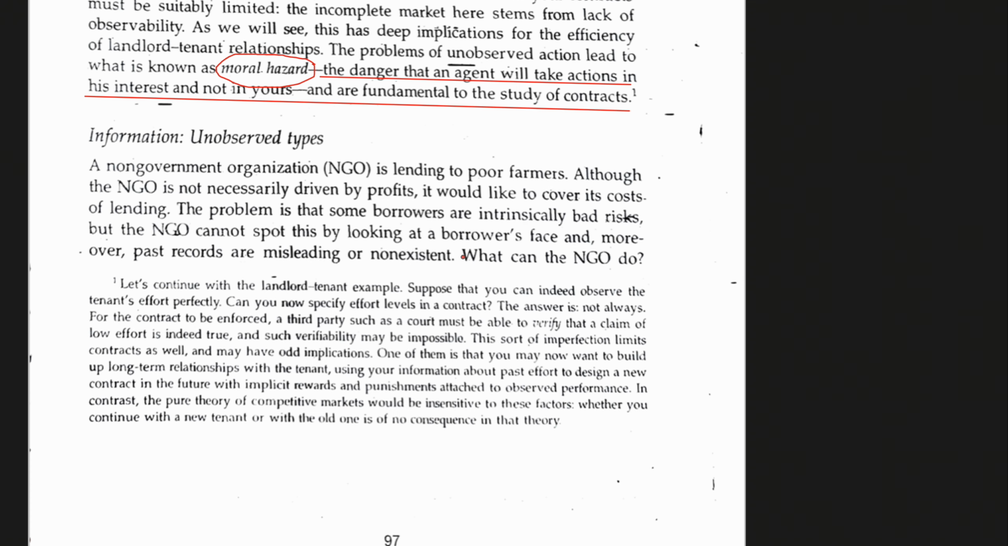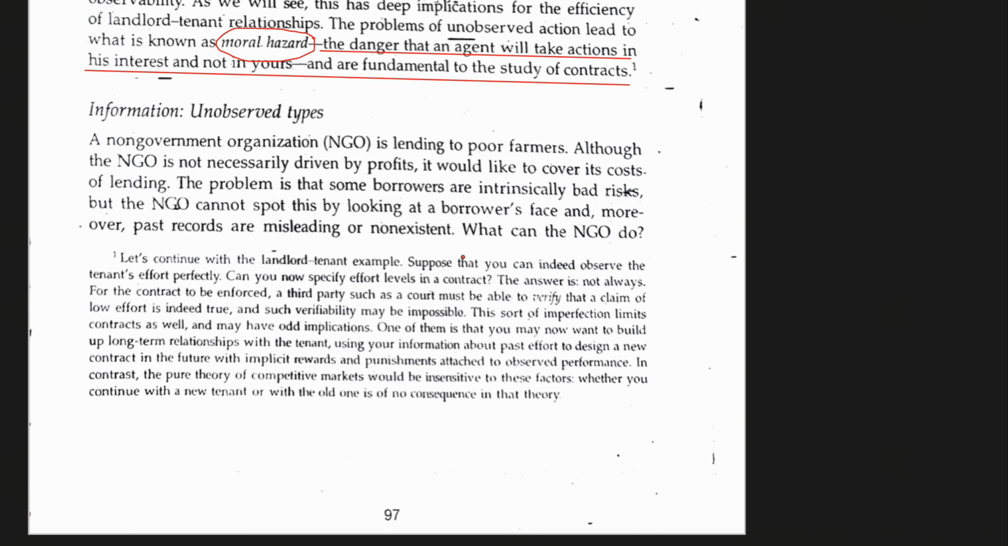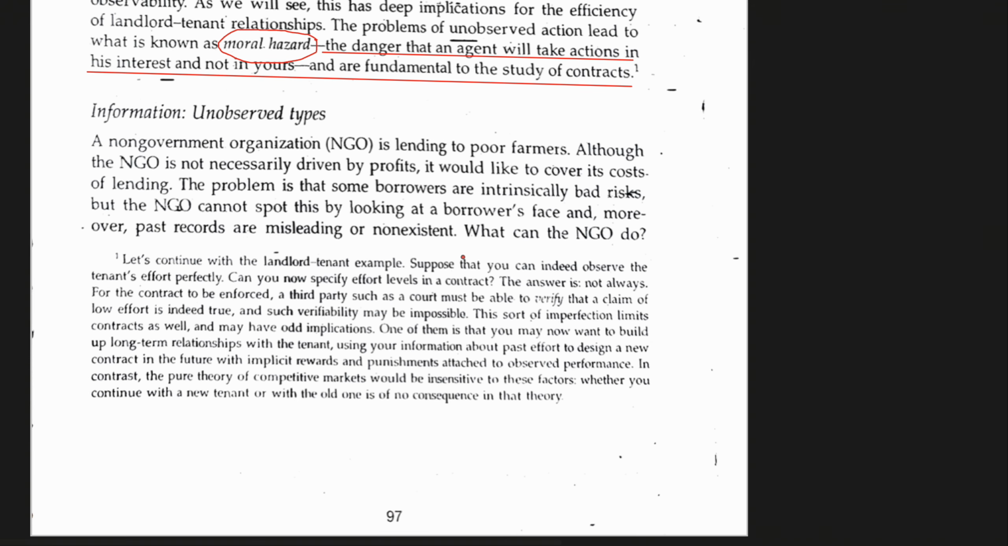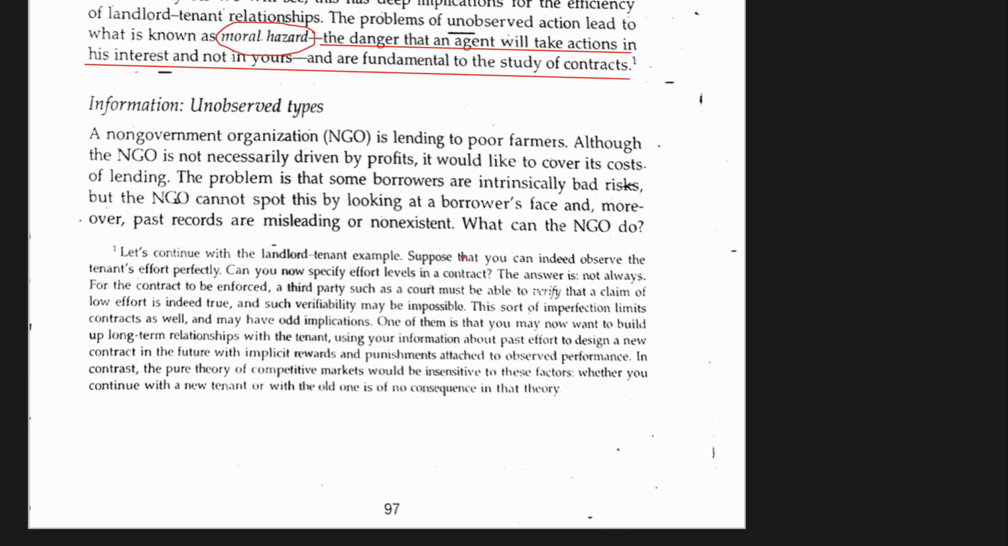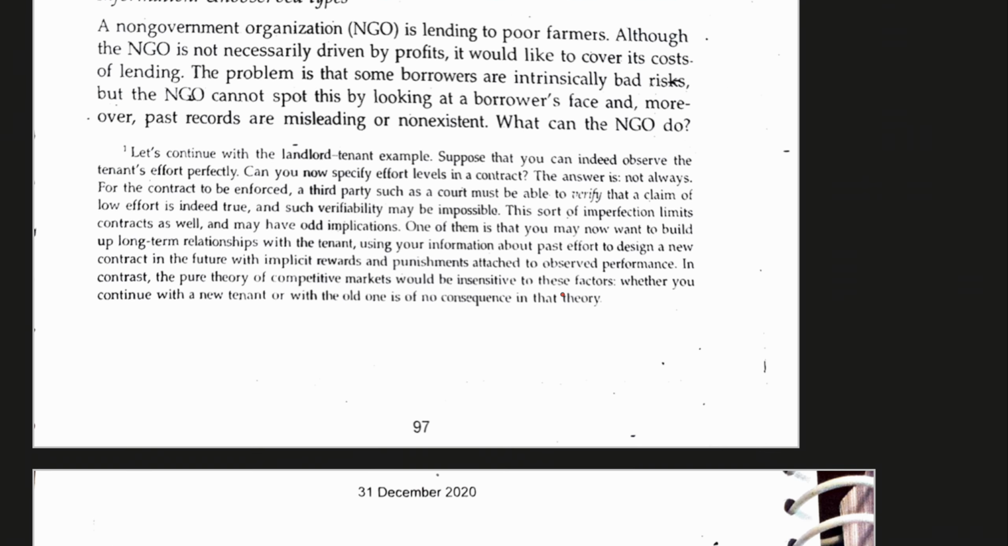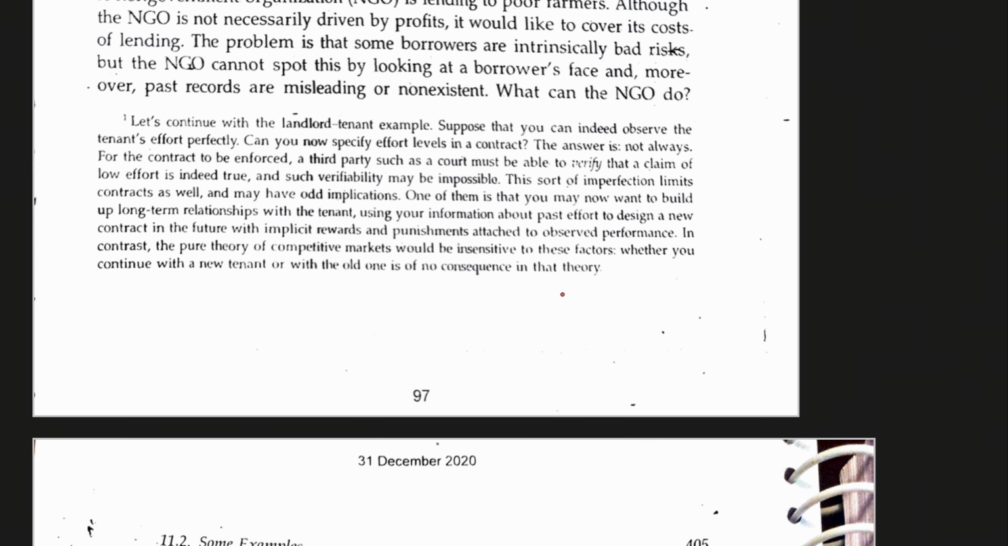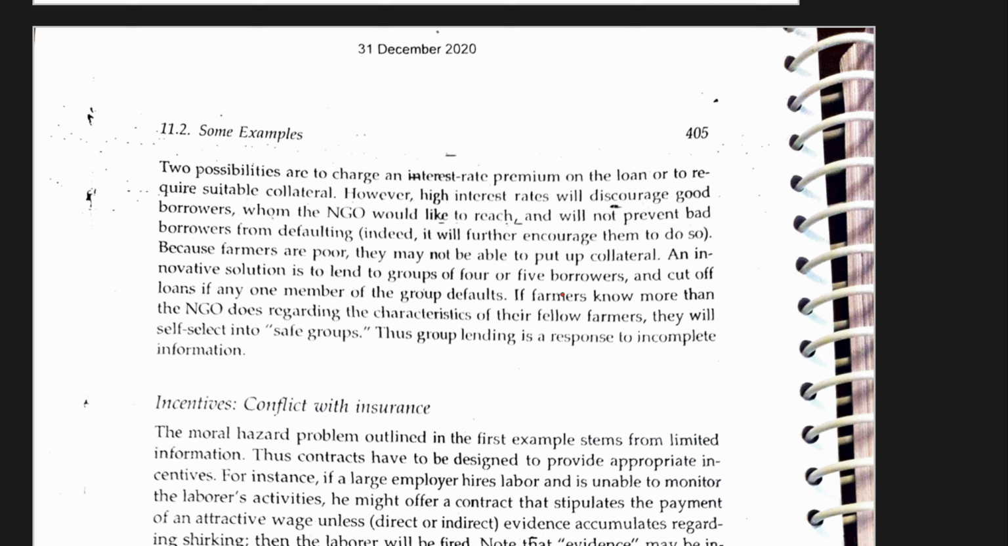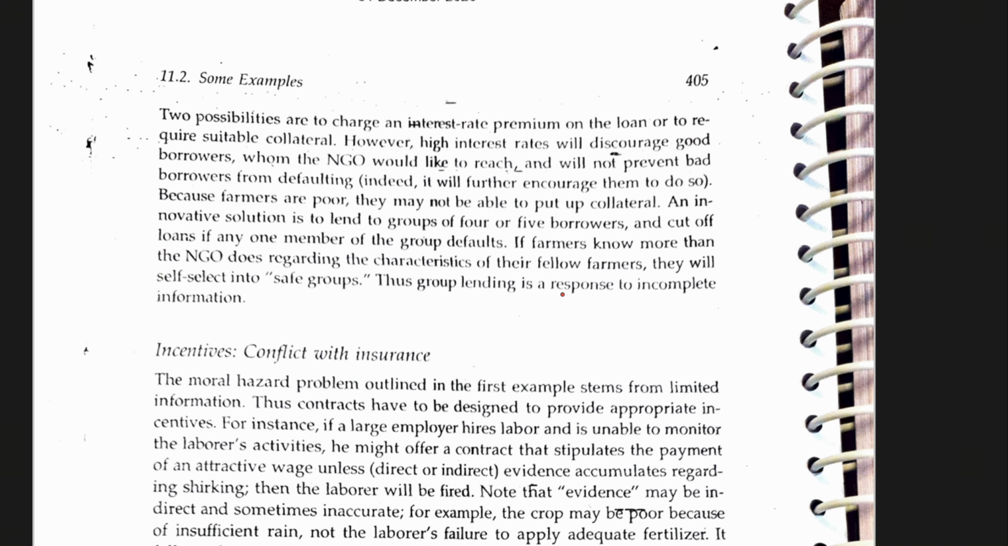Moving on to unobserved types. An NGO is lending to poor farmers. Although the NGO is not necessarily driven by profits, it would like to cover its costs of lending. The problem is that some borrowers are intrinsically bad risks, but the NGO cannot spot this by looking at a borrower's face, and moreover, past records are misleading or non-existent. What can the NGO do? Two possibilities are to charge an interest rate premium on the loan or to require suitable collateral. So you either charge him a higher interest rate than already exists in the market, or you ask him for suitable collateral.